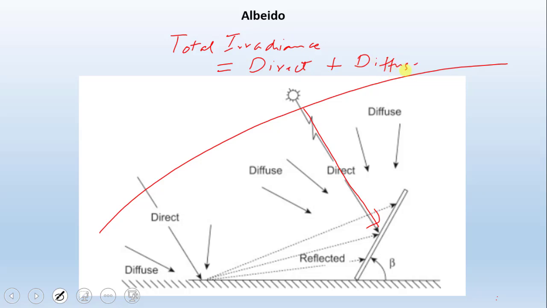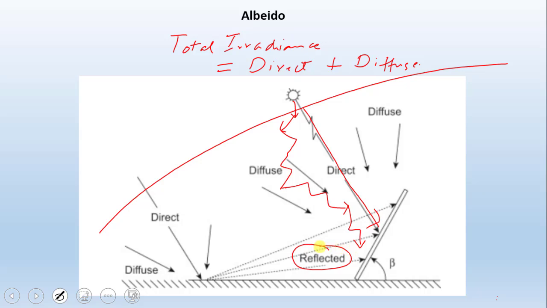What are the diffuse rays? When the sun rays enter the atmospheric layer, some part starts getting scattered in different directions. So if the sun rays are entering here, they may get scattered like this. Then due to refractions or some other reasons, they may start traveling in this fashion and may reach the PV module.